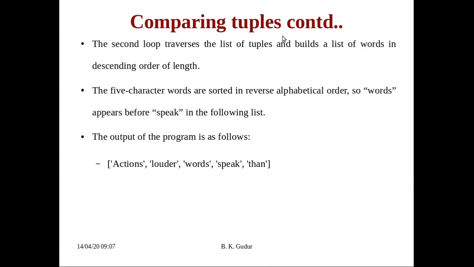After traversing the list of tuples, we are going to build a list of words, that is RES, which we had taken in the previous example, where it sorts in descending order of length. The 5 character words are sorted in reverse alphabetical order, so words appears before speak in the following list. Here you can see the output: actions, louder, words, speak, and lastly that. The LST that we had used is a list of tuples, whereas RES is a list of strings. So with this we'll proceed further.